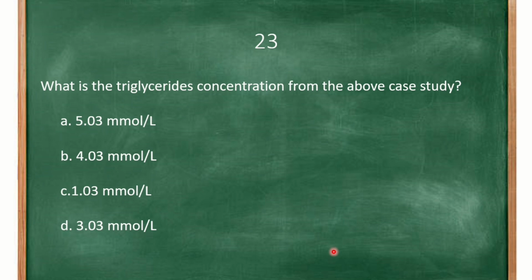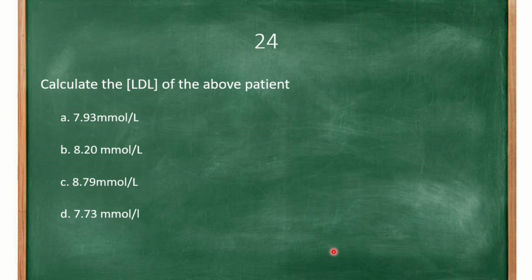To get that, you would take the optical density of the triglyceride, that is 0.09, over the standard, that's 0.20, then multiplied by the standard concentration, which is 2.28. When you do that calculation, you are supposed to get 1.03 millimole per liter. So that's the answer for question 23.